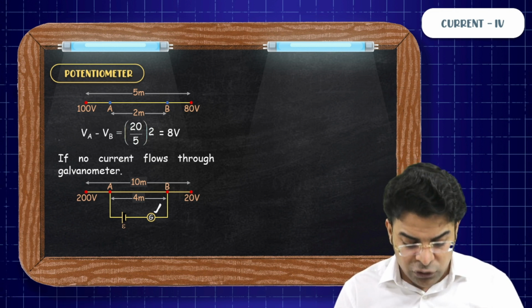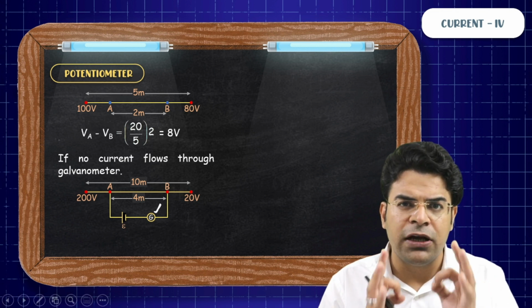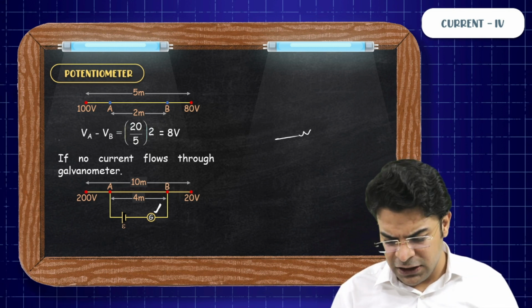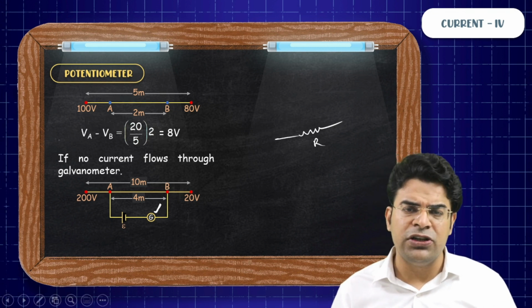If no current flows through the galvanometer, what will be the potential drop across the galvanometer? The galvanometer is like a resistance. If you have a resistance and no current flows through it, the potential drop across the resistance will be 0. Good.